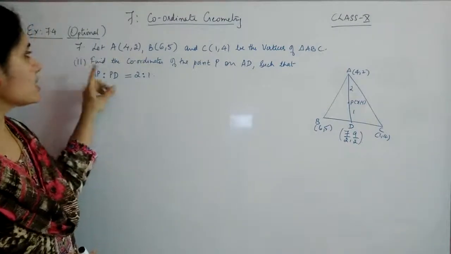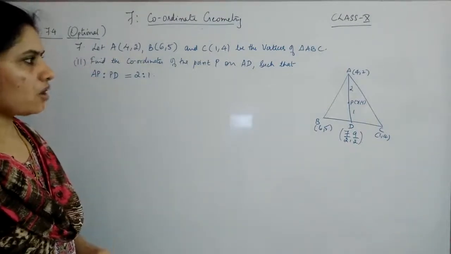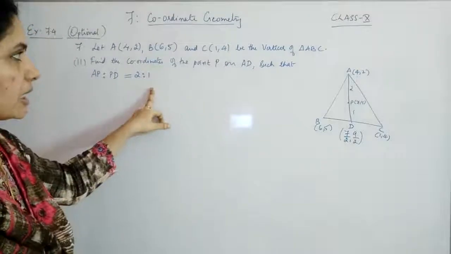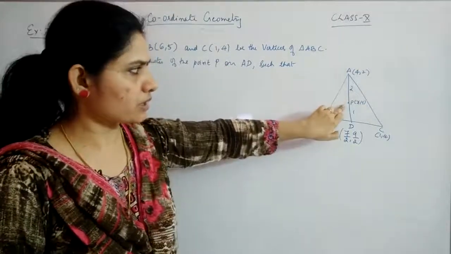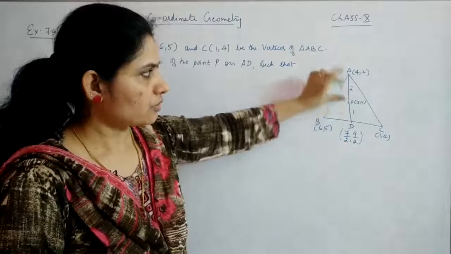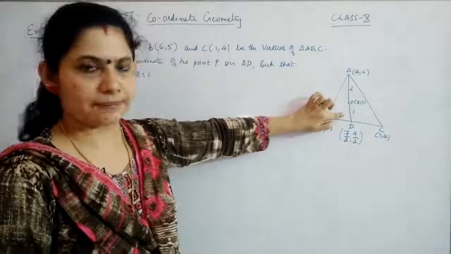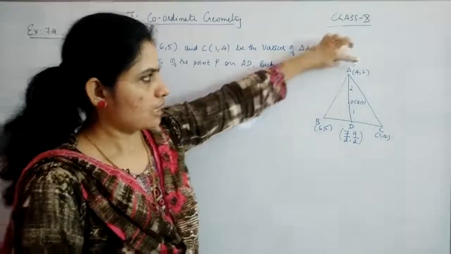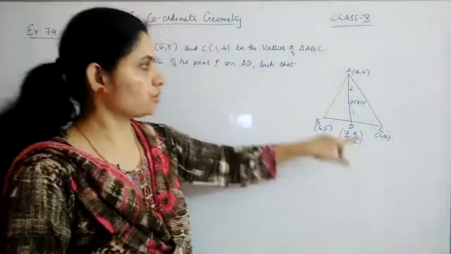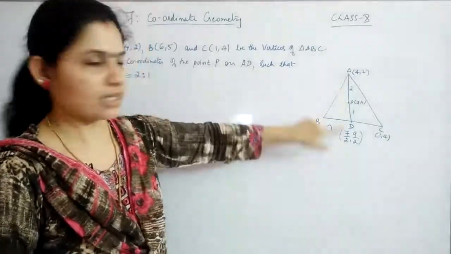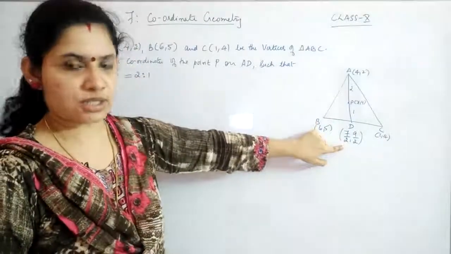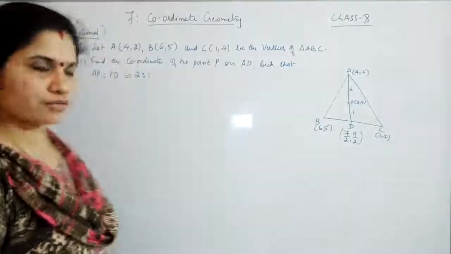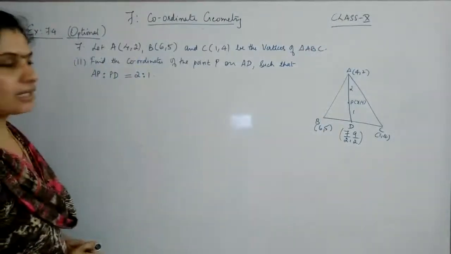The second subdivision of question number 7 is, find the coordinates of the point P on AD such that AP is to PD is given to be 2:1. So the ratio is given in which P divides. I have taken P somewhere here, so that this ratio, AP is to PD, is 2:1. Now in order to find P, you can use your section formula. This will be acting as M1, M2, X1, Y1, X2, Y2. So you will have M1 into X2 plus M2 into X1 divided by M1 plus M2, which will give you the first coordinate of P, and similarly you will get the second coordinate also.